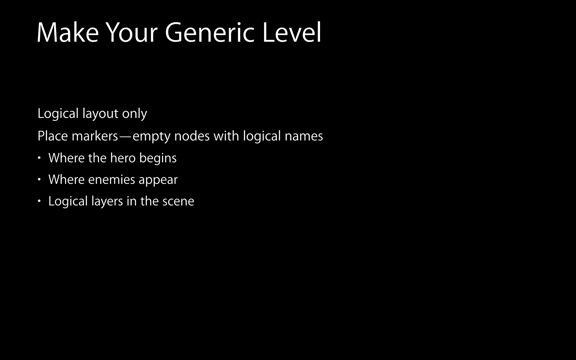All right, so make your generic level. This should be logical layout only. So if you don't have any artwork right now, don't worry about it. Place markers where you think content is meant to go. So if you have action going from left to right, well, structure your scene that way. Place markers where you think the hero is going to begin. Name that marker hero. Place markers where you think enemies are going to start out in your scene. Probably name them enemy. And any logical layers you have, such as platforms, or maybe the background. You want to make sure you're not putting anything accidentally on the background.